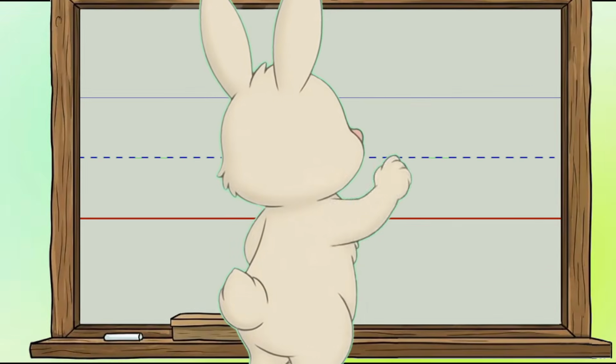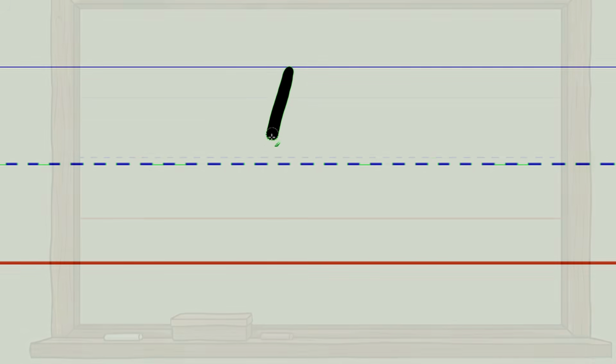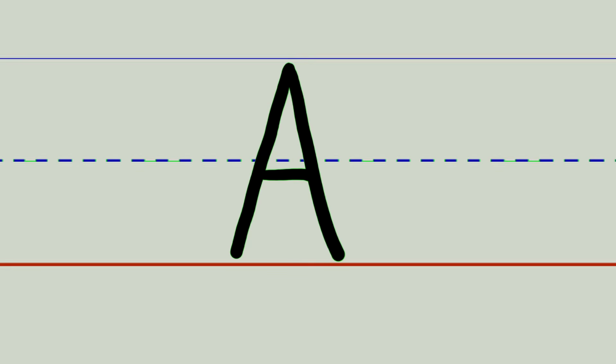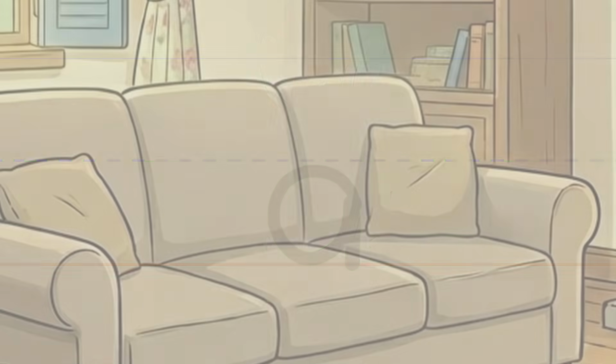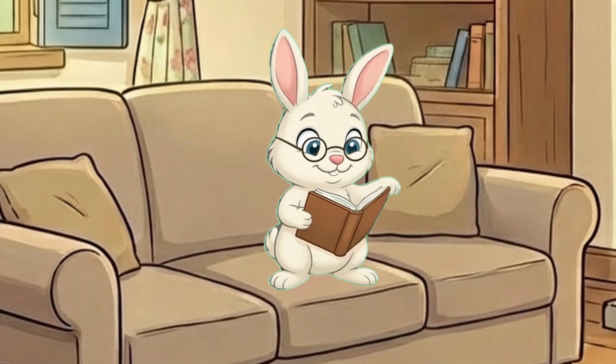To make the capital letter A, draw two slanted lines that meet at the top, like a mountain. Then, add a straight line across the middle to finish it. And the lowercase a is a circle with a little tail. Nice, Conejo! Practice hard to do it as well as Conejo.